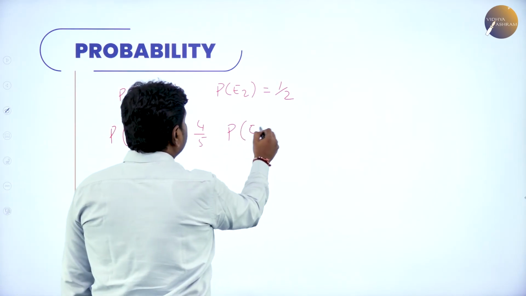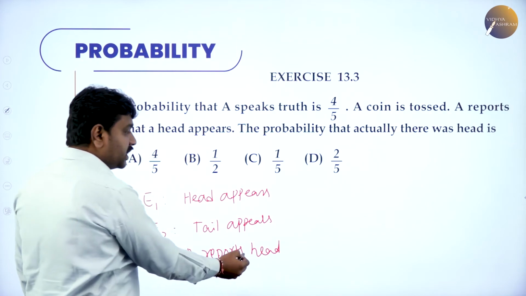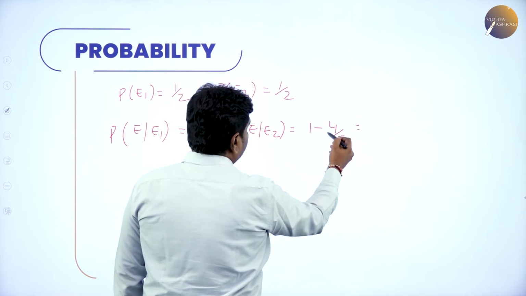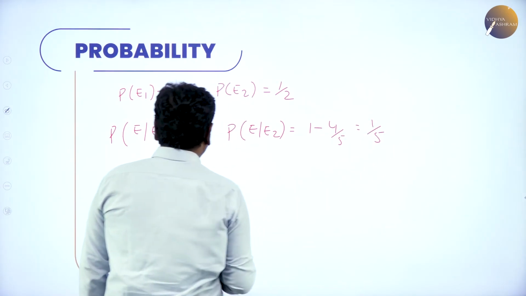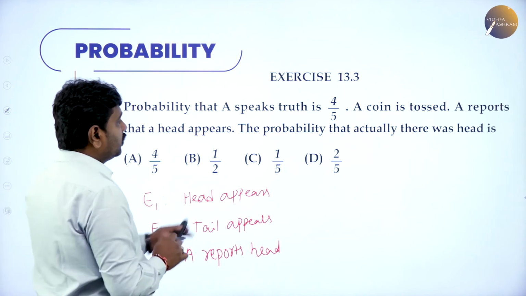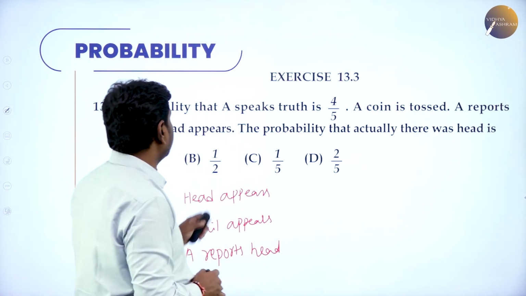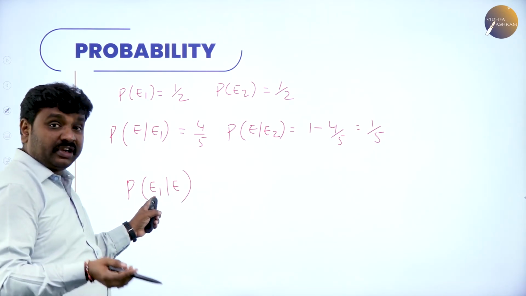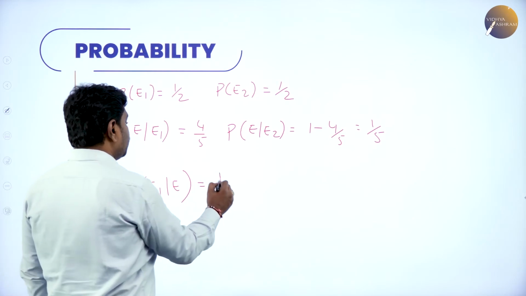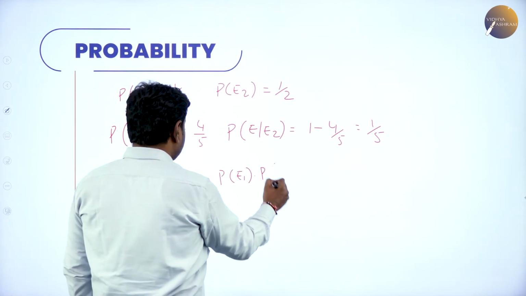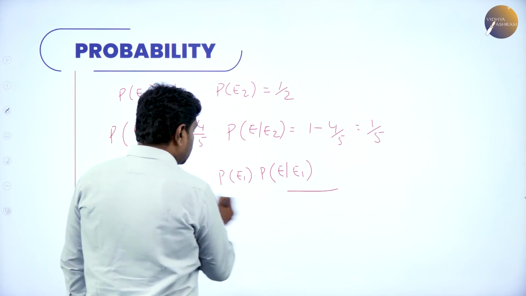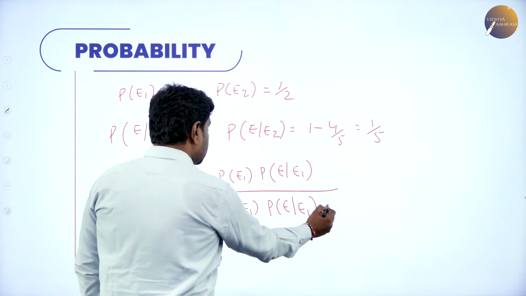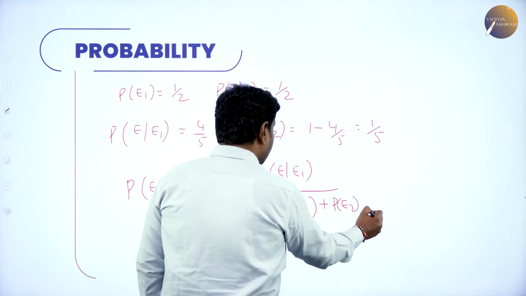What is meant by P of E by E2? It means A reports head but tail occurred. Means probability of false. That is 1 minus 4 by 5. If you take LCM, 5 minus 4, 1 by 5. And they want you to find the probability that actually there was head and he reported. Means what? P of E1 by E. This can be written as P of E1 into P of E by E1 divided by P of E1 into P of E by E1 plus P of E2 into P of E by E2.